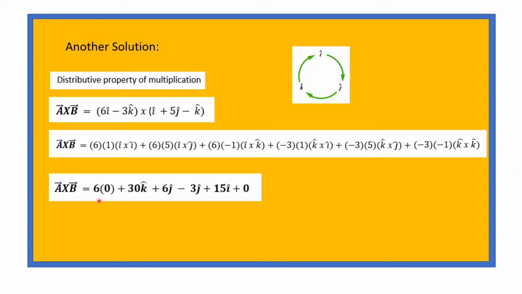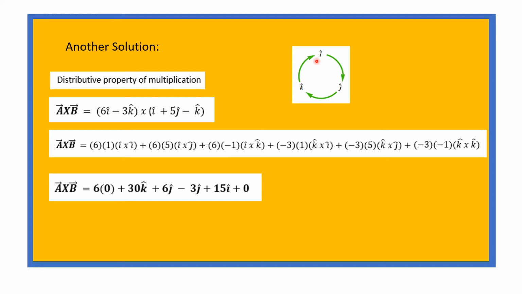Now, 6 times 0, then plus, we have 6 times 5, which is 30. Now the problem is, what is i hat cross j hat? To find i hat cross j hat, you can use the right hand rule or you can use this method. In this method, when we go clockwise, it means that the cross product is going to be positive. If you go counterclockwise in finding the cross product, the result is negative.